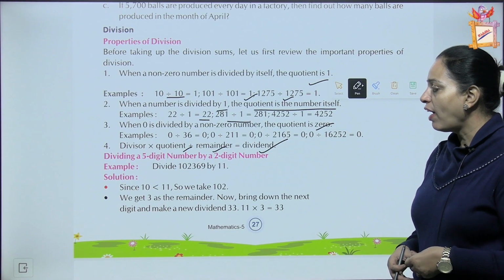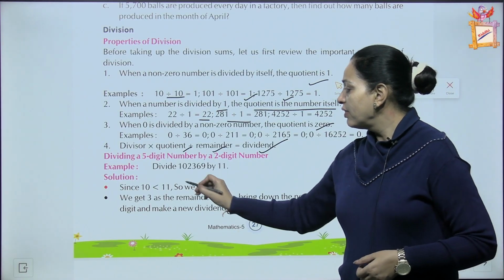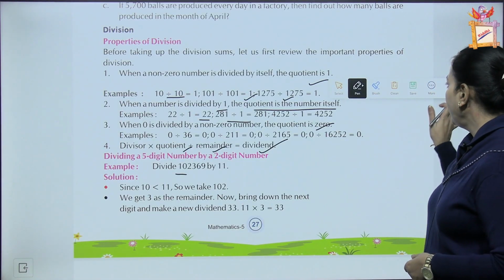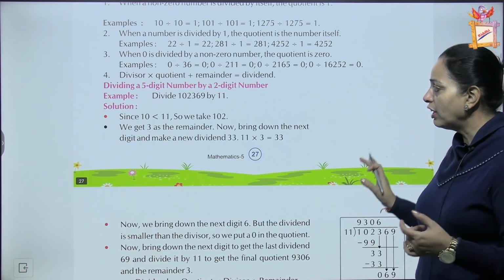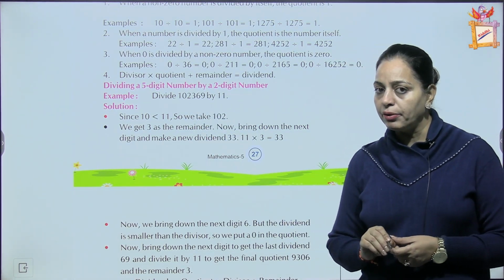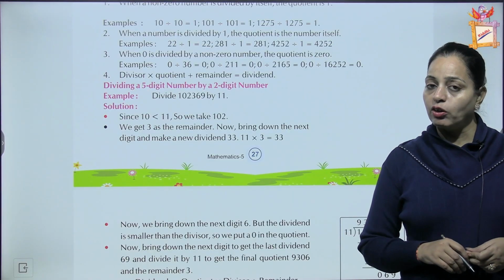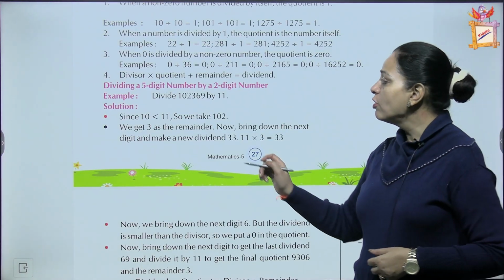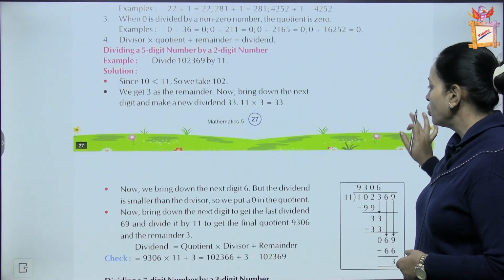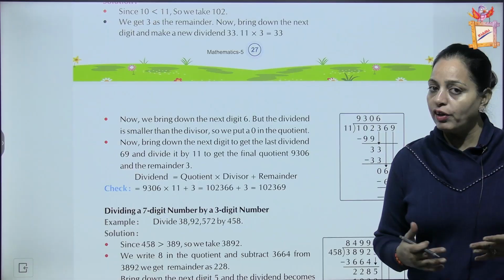Now dividing a 5-digit number by a 2-digit number. So example, divide this number 1,02,369 by 11. So first, we are dividing by 2-digit number, so we have to start with the 2-digit number, that is 10. But 10 is less than 11, तो हम 10 को 11 से divide नहीं कर सकते. So we will take 3 digit, it would be 102. So what to do? 102 divide by 11. You know the table of 11.